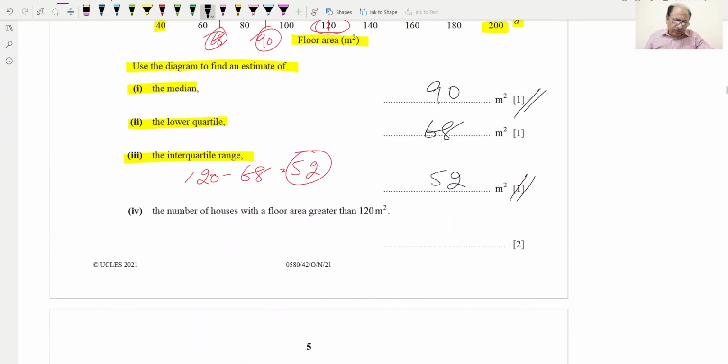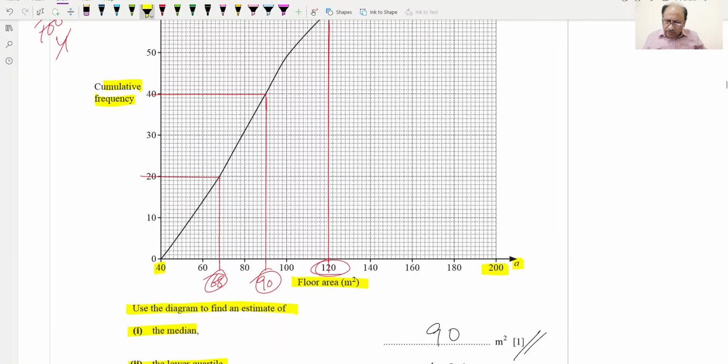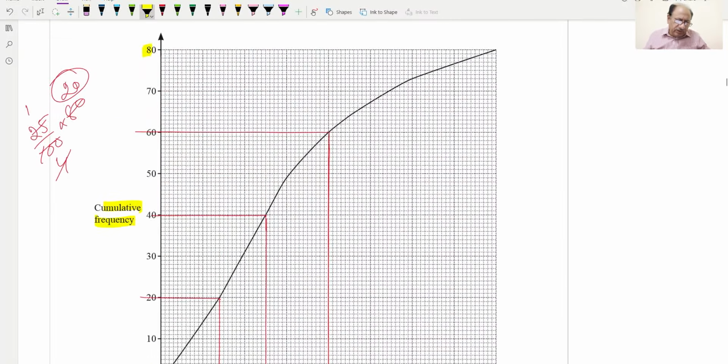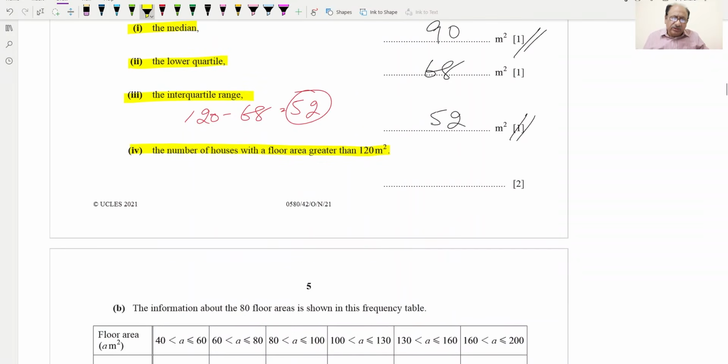One more question. Then part 4, they are saying the number of houses with a floor area greater than 120. Now greater than 120 floor area is which range? It is basically this range, the upper portion. We have to check how many houses are there in this range, and that is basically 60 to 80, so it will be 20. We can write here 20. This will be the answer, which is 80 minus 60 is equal to 20.